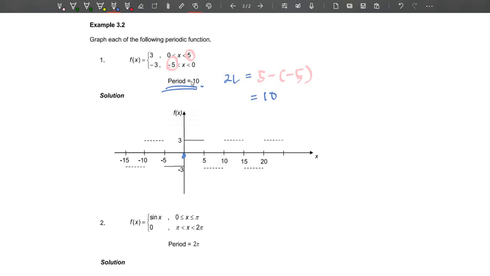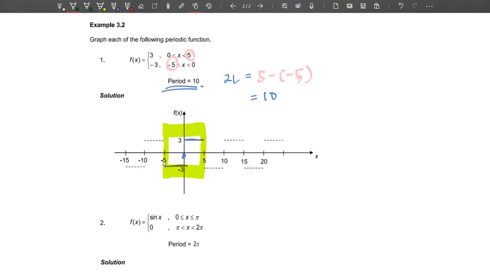That means it repeats the same shape in the interval of 10. Between negative 5 to 0, the graph is at negative 3, a straight line. Between 0 to 5, it is a straight line of 3 from 0 to 5. It repeats the same shape. That means repeat the same again. The first half is this area. We just need to repeat the same shape again.